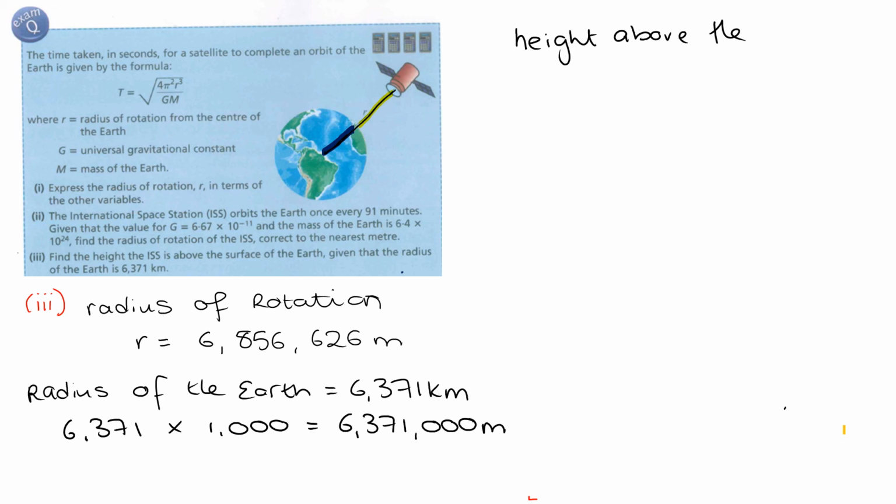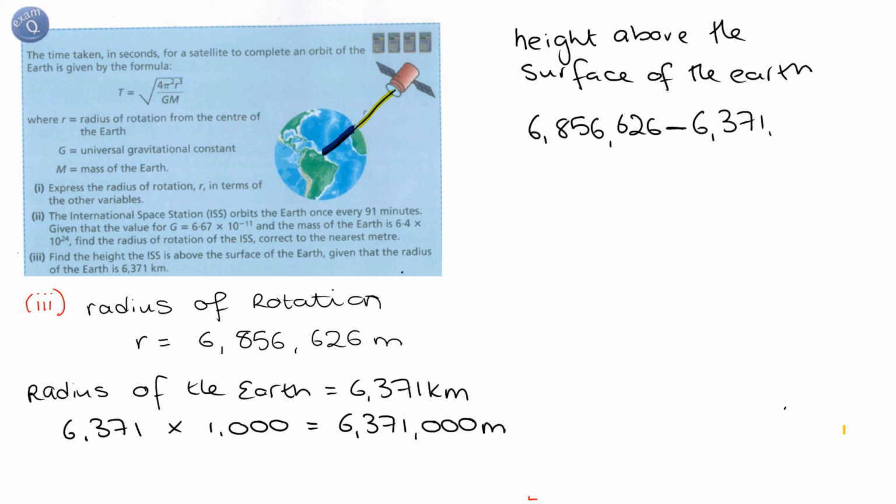So then, in order to find the height above the surface of the Earth, we're going to have 6,856,626 minus, so we're going to subtract them, 6,371,000, and when we take them away, we get 485,626 meters. And if we want, then we can convert that to kilometers, because they did give us kilometers in this part of the question. So that could work out to 486 kilometers. Okay, so you've both answers there, so you'll be covered.